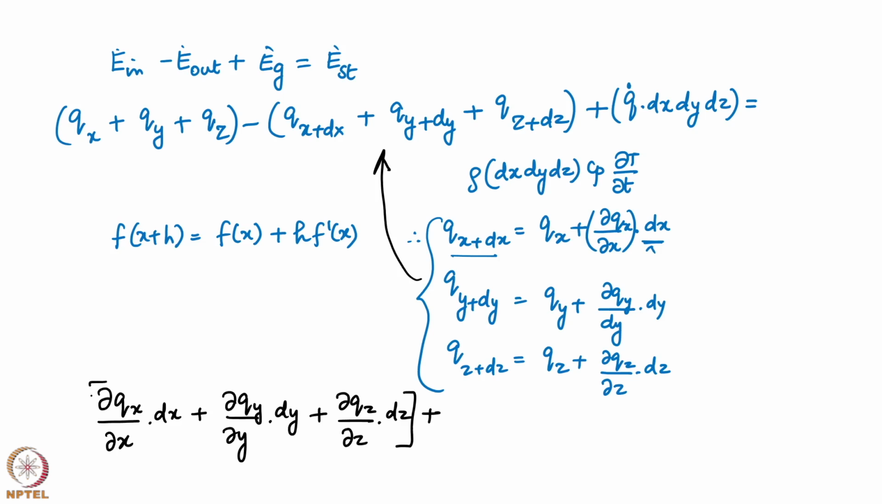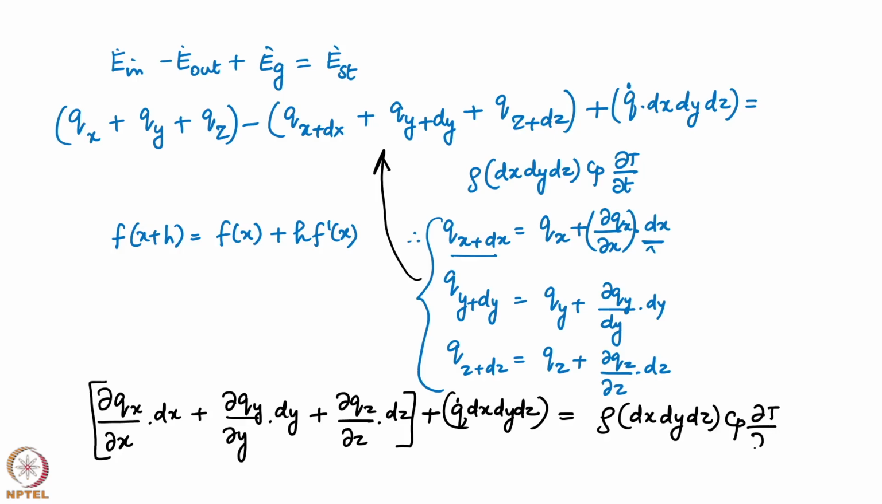This is the E dot in minus E dot out term plus q dot into dx dy dz is equal to rho into dx dy dz Cp dT by dt as it is. Just for you to retain this flavor, this whole bracket is E dot in minus E dot out. Okay. And we have a minus sign here because this is being subtracted from this. So, minus of this is what is there.